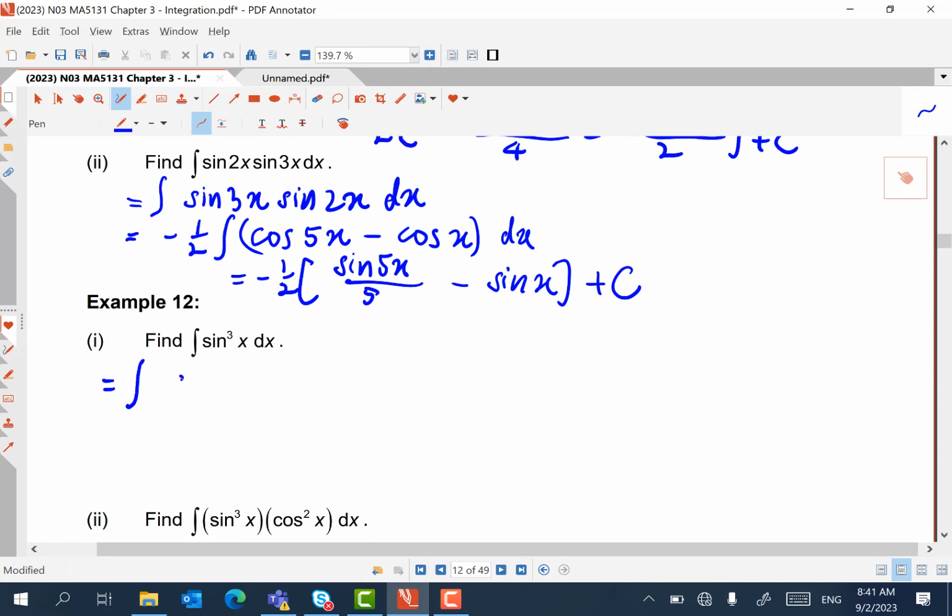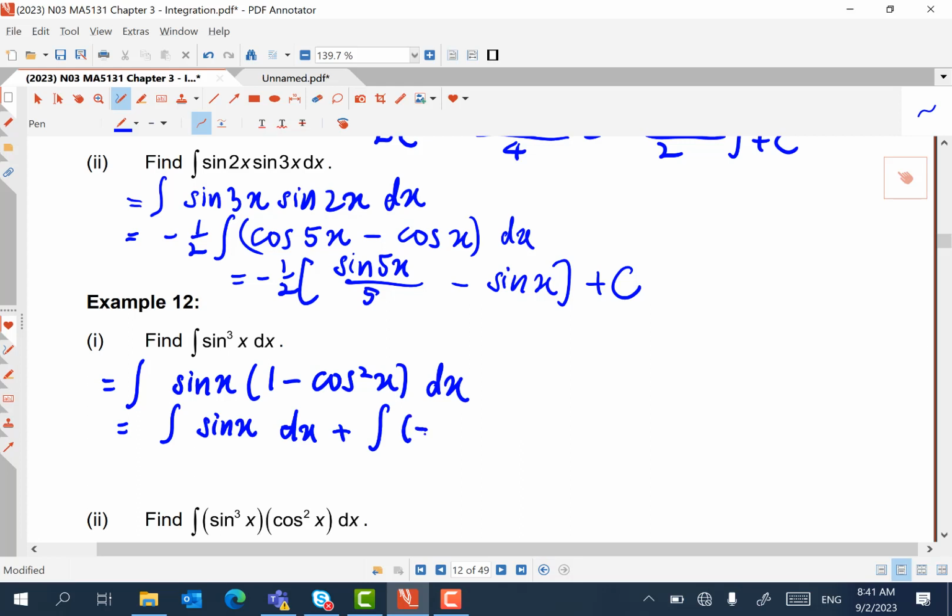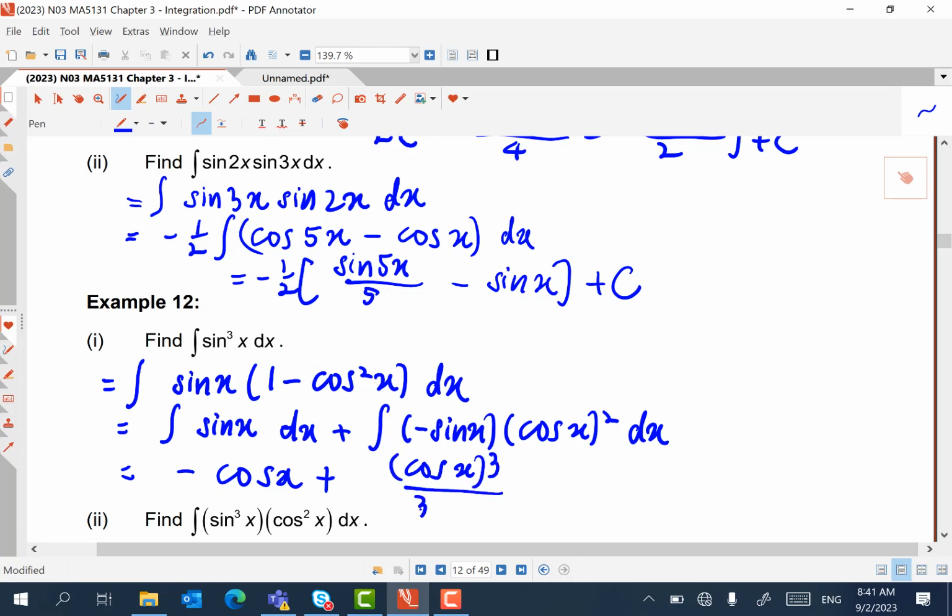So for this question, as I told you just now, you will just do it like this, and then this becomes minus cosine x plus cos x to the power 3 divided by 3.